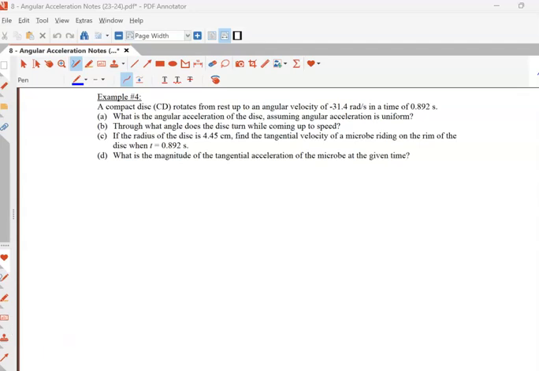Welcome to example 4. In this case, we have a CD that is rotating from rest to an angular velocity of negative 31.4 in a time of 0.892 seconds. We're asked to find the angular acceleration, the angle that it rotates to get up to that speed. We're told the radius is 4.45 centimeters, and we have to calculate, of course, the linear velocity and also the tangential acceleration. So let's start off by writing what we know as the knowns.